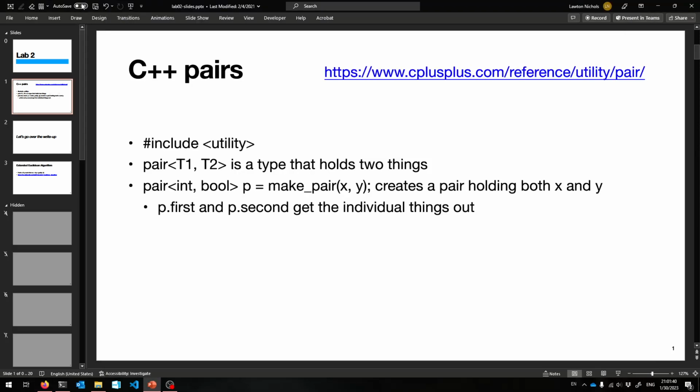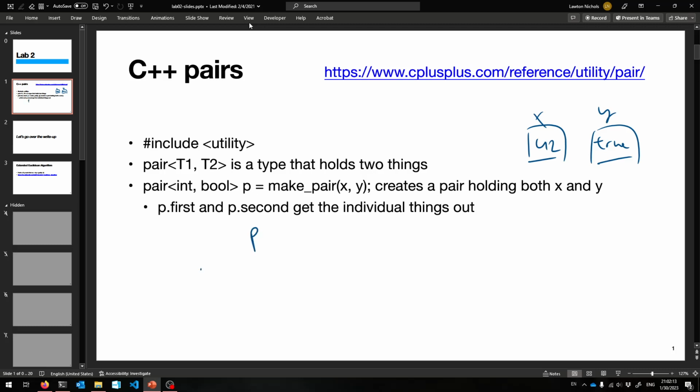Before we look at the write-up, I would like to talk about the pair type in C++. It lives in the utility header, and pair is a templated type. It takes two things. It's a type that holds those two things. So for example, if x holds 42, the int, and y holds true, the bool, then if you say make pair, there's a function called make pair in the library that creates a pair of those two things. It just holds on to both at the same time. So that creates a p, and here's what p looks like.